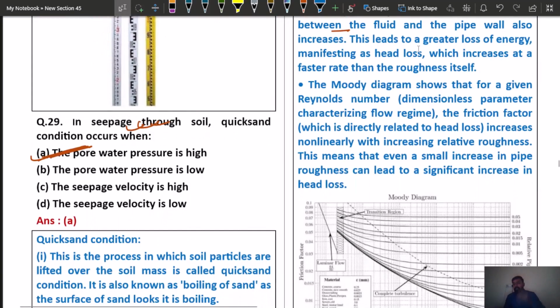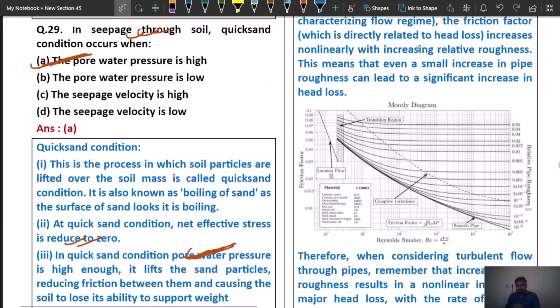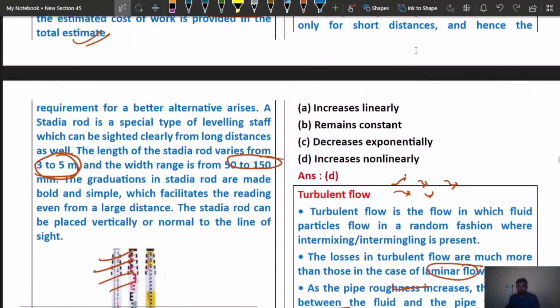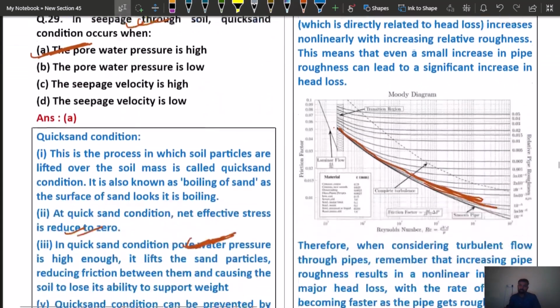This is clarified by the Moody diagram. In the Moody diagram we will see that in the turbulent flow, when the roughness is increasing, this will create a non-linear head loss. So this will be non-linear. So the correct option will be increases non-linearly. Okay, now proceeding on next question.